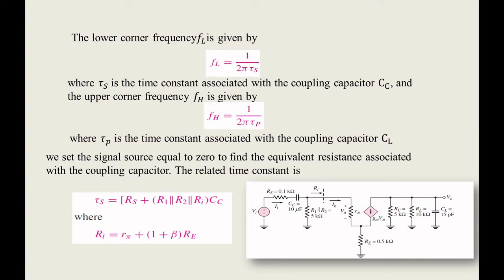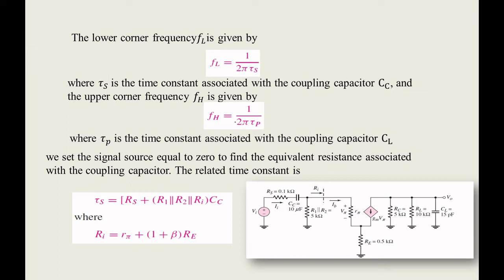What is FL? FL is the lower corner frequency, 1 divided by 2 pi tau S. What is the tau S? They have derived Rs plus R1 parallel to R2 parallel to Ri into Cc. By looking at the circuit itself, we can identify it clearly. Ri is nothing but R pi plus (1 plus beta) times Re. I said we need to consider the signal source equal to 0, and the equivalent resistance with the coupling capacitor will be Rs plus R1 parallel to R2 parallel to Ri into Cc.